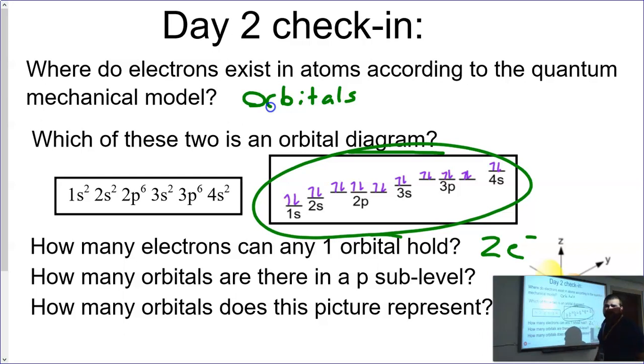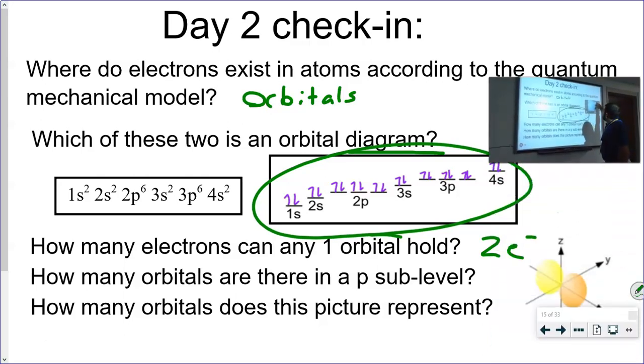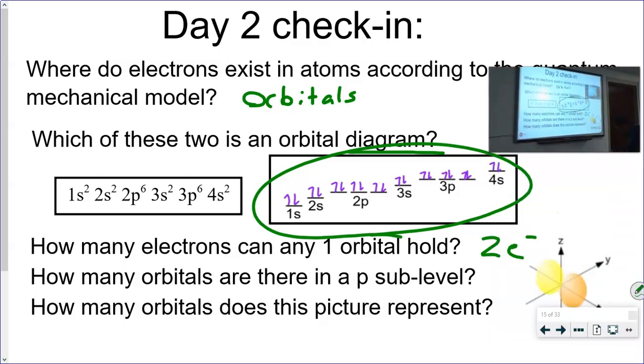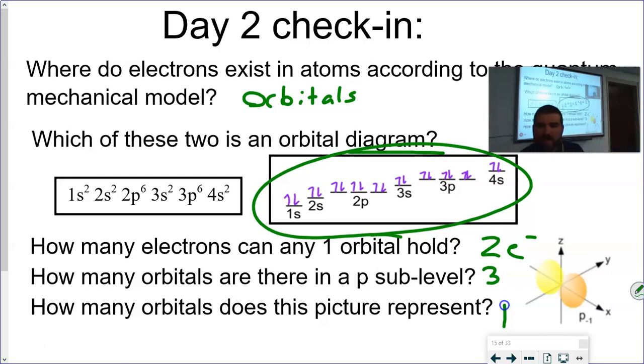How many orbitals are in the p sublevel? If you have a set of p orbitals, there are 3 orbitals in total in that set. And last but not least, how many orbitals does this picture represent? I have a picture over here off to the right. That looks like a p orbital to me, and I think it's only 1 orbital. So this thing is only 1. And how many electrons could that hold? 2.